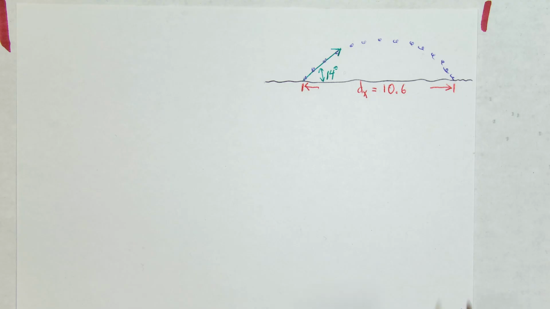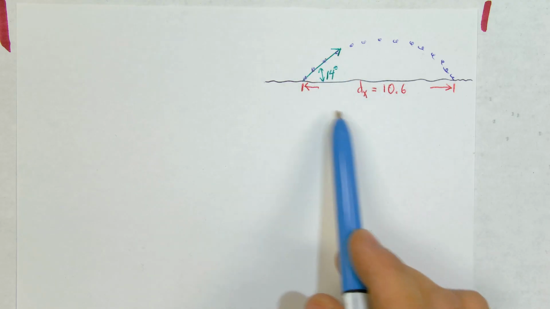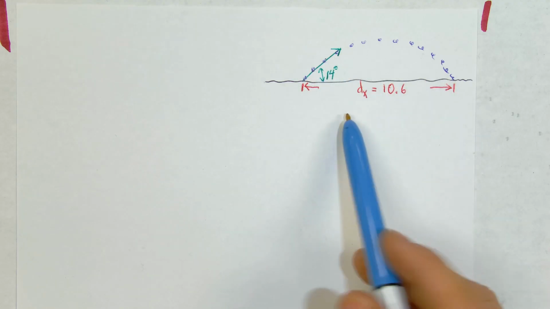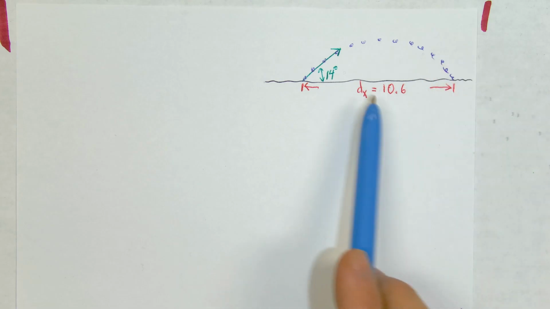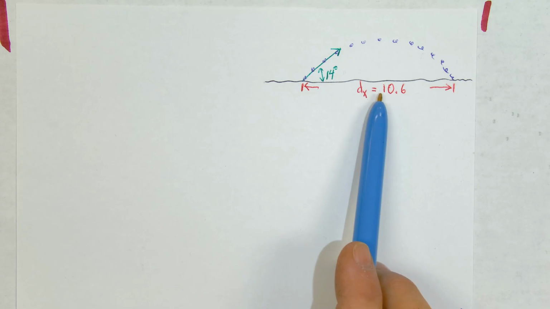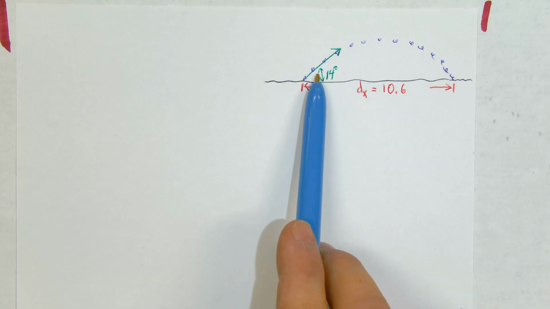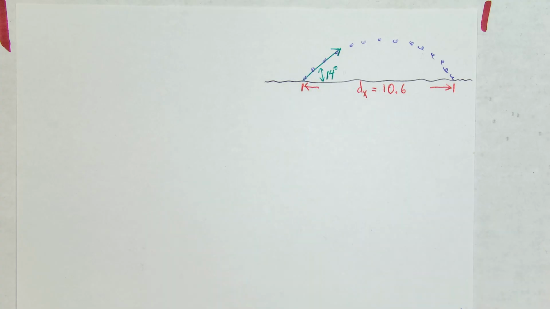All right, so I went ahead and set this up. So this is the original picture you could draw. For most projectile problems, you could draw a picture very similar to this and put in what you do know. Essentially, we know a distance and we know an angle.